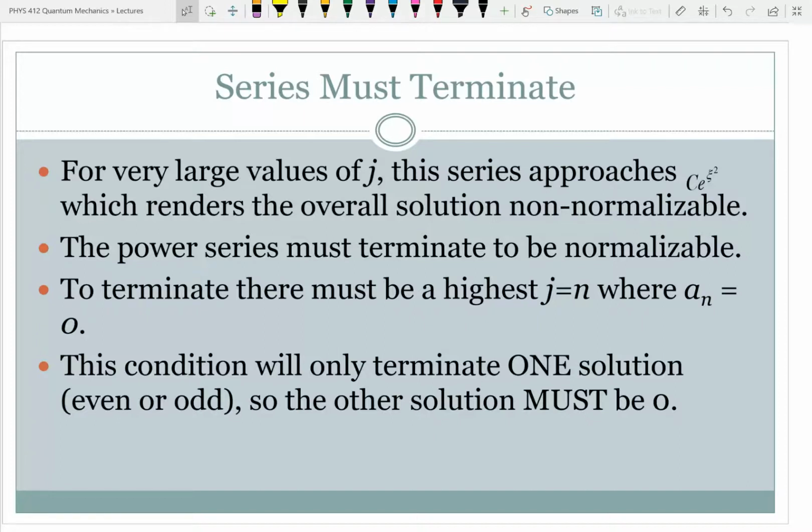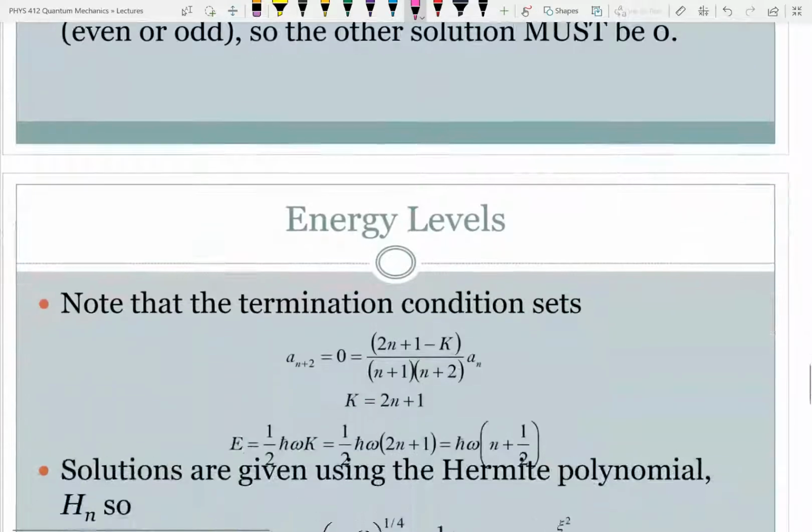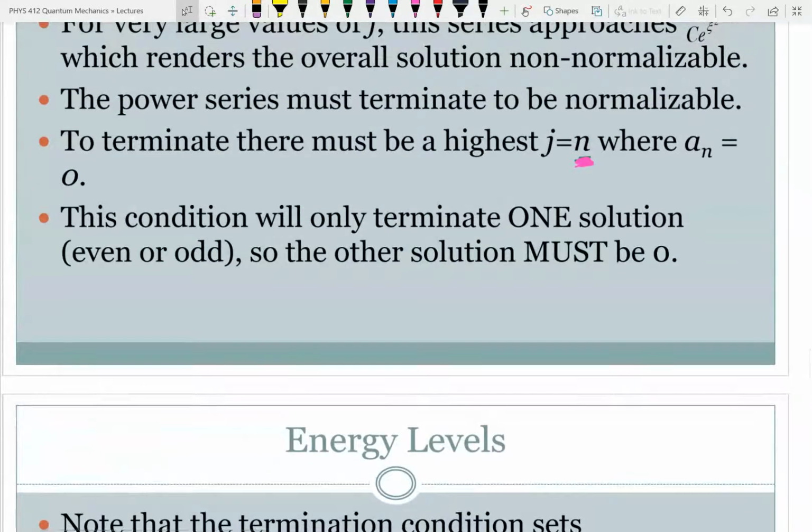And so for that termination, we set n to be the highest level, or specifically the level where it terminates. So a sub n is 0, and every a sub j beyond n is 0. So n, as you might recognize, is an important quantum number for us, and it's going to tell us which term terminates. And because we had a sub 0 and a sub 1, two independent things, it's going to turn out that a sub 0 or a sub 1 has to be 0, depending if we're doing even numbers or odd numbers.